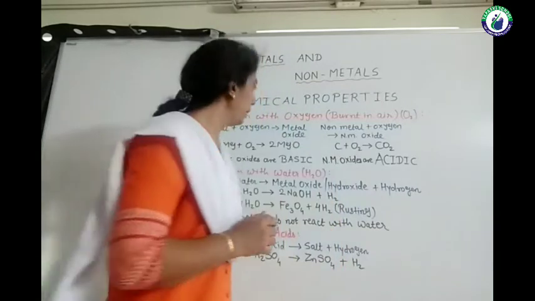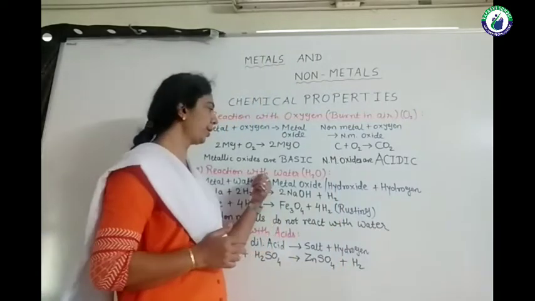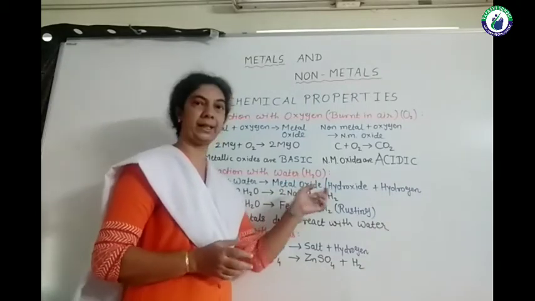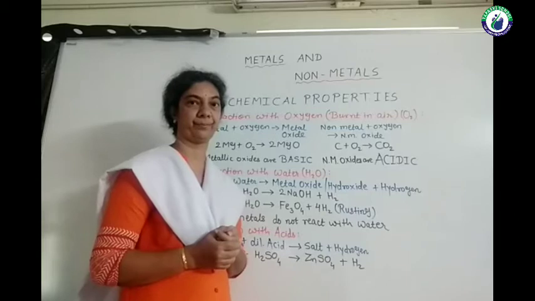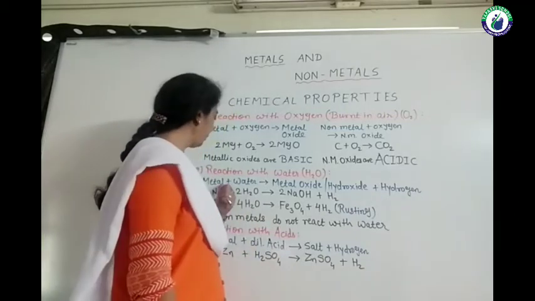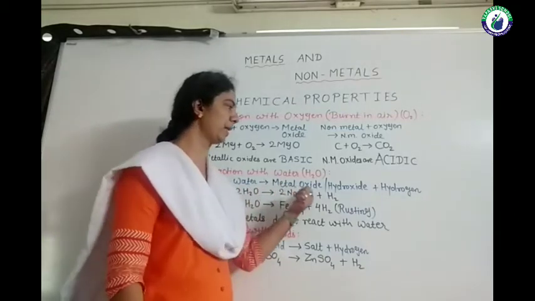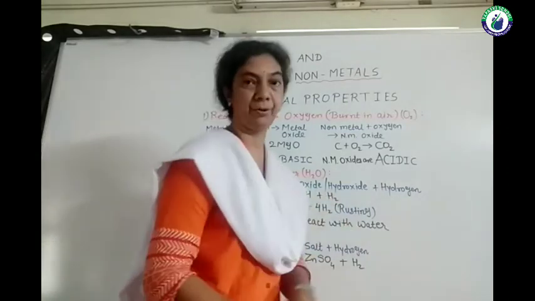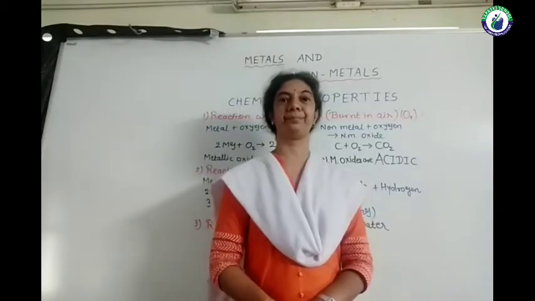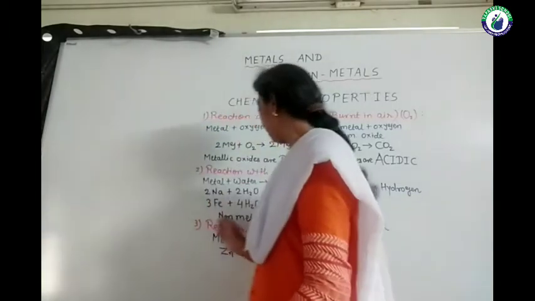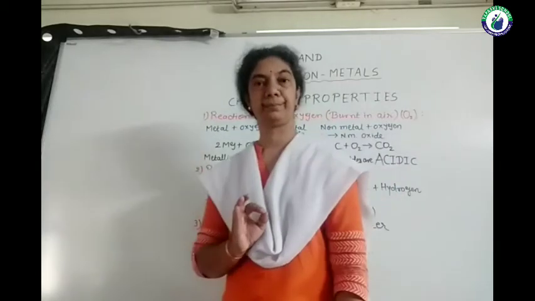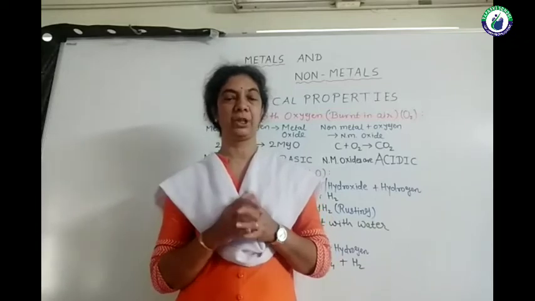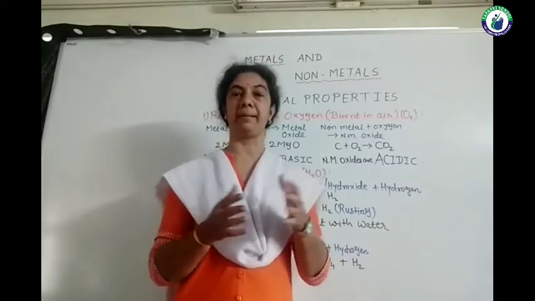Then second chemical property, that reaction with water. And the formula of water is H2O. The word equation we can write: metal plus water gives metallic oxide or hydroxide and hydrogen gas. The non-metals generally do not react with water. So we will talk about only the metals.